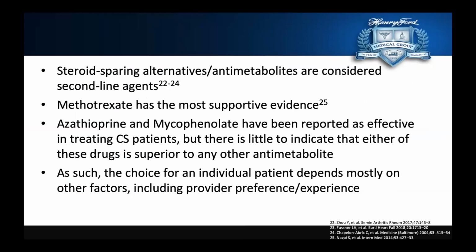Now, steroid-sparing alternatives are usually considered second line. Methotrexate has the most supporting evidence. There's also azathioprine and mycophenolate, which have been reported as effective, but there is little to indicate that they're better than methotrexate. And oftentimes, this will depend also on the institution, the provider preference and experience. Because one general rule is, a lot of these cardiac sarcoid patients often require years of therapy. So steroid-sparing agents seem to be a reasonable alternative to prolonged steroid use. So that's another thing to keep in mind.